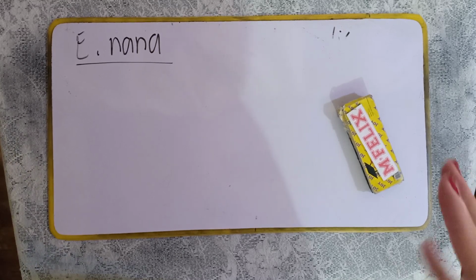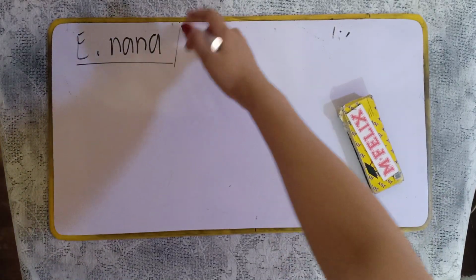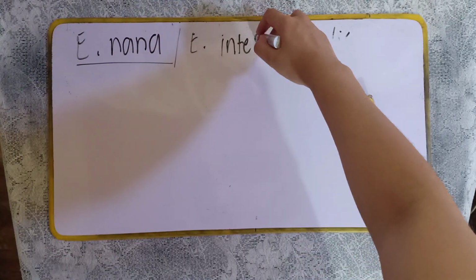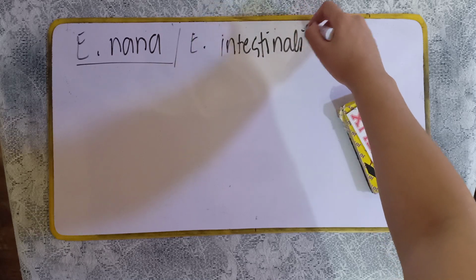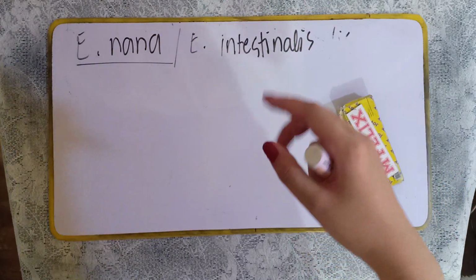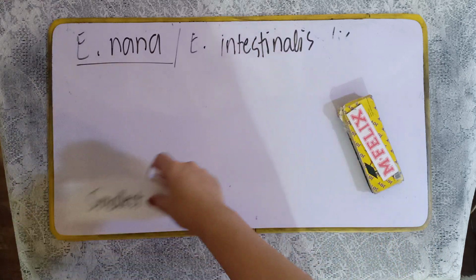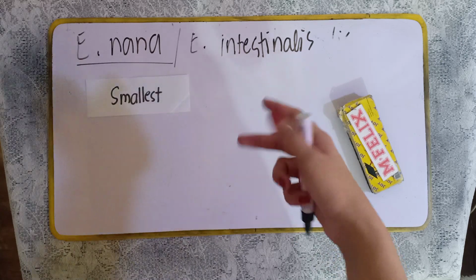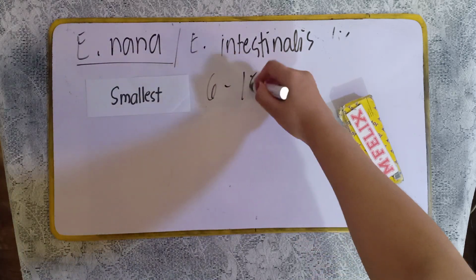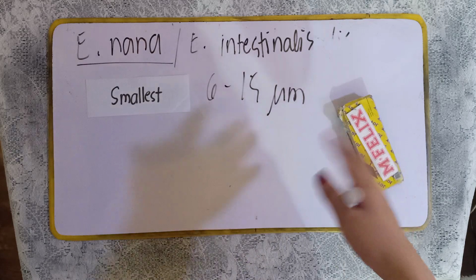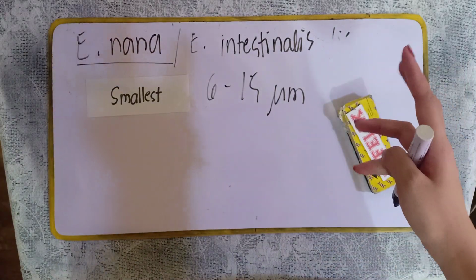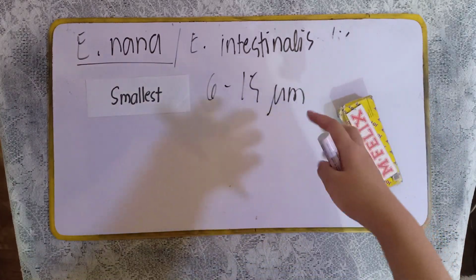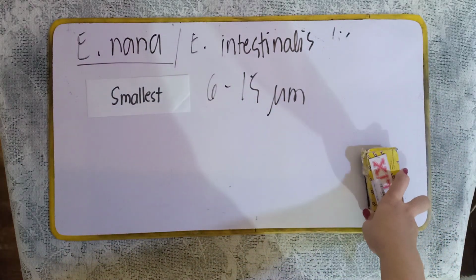And then next, we have Endolimax nana. It is also known as Entamoeba nana or Endolimax intestinalis. Now this parasite is considered the smallest intestinal protozoa of man, measuring about 6 to 15 micrometers. So again, it is the smallest. Iba rin yung small race of E. histolytica, and that is Entamoeba hartmanni. So this is the smallest of all intestinal protozoans.